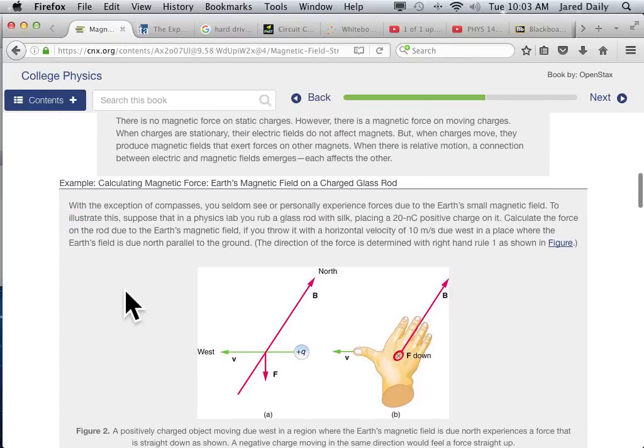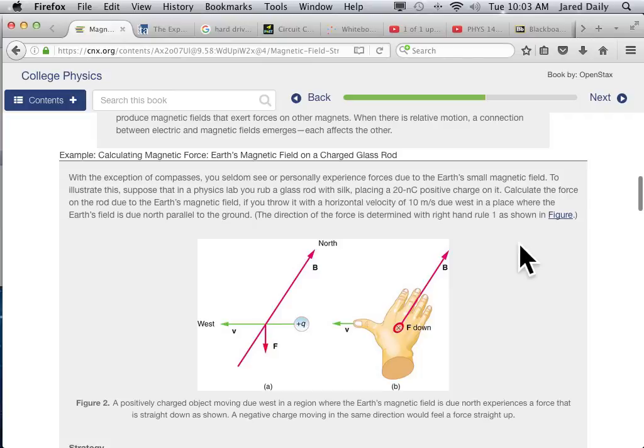So in this case, this is a 20 nanocoulomb charge. What would we do if this was a negative charge? What do you think would happen instead of going down? It actually goes up. So for the right-hand rule for a negative charge, you just use the right-hand rule and then you use the other direction, out the back of your hand for a negative charge. So it would go up instead of down if it was a negative charge. This one does go down.